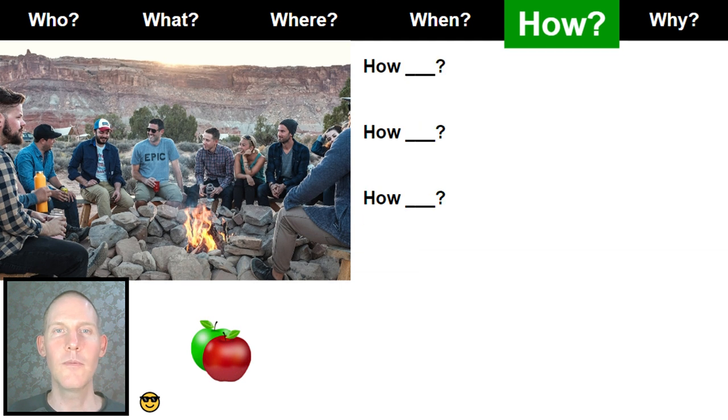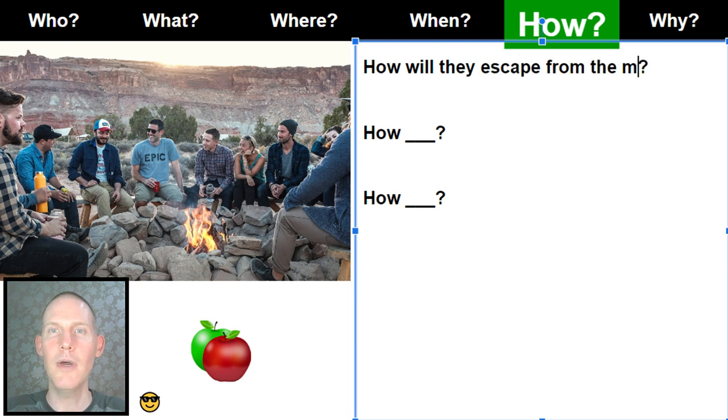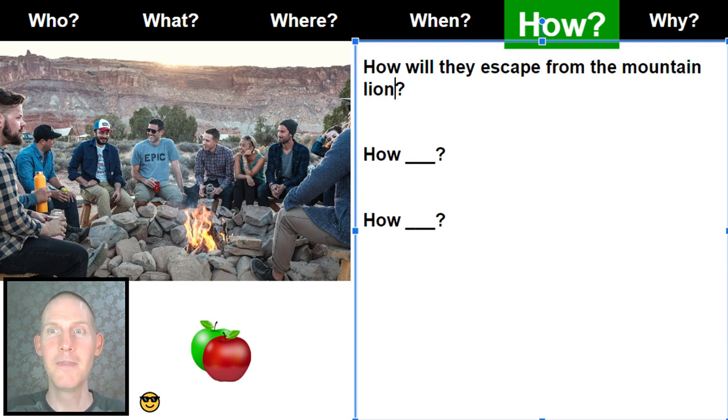All right. More how questions? Anybody in the comments? Feel free to add more. You can do as many as you want. Here we go. How will they escape from the mountain lion?